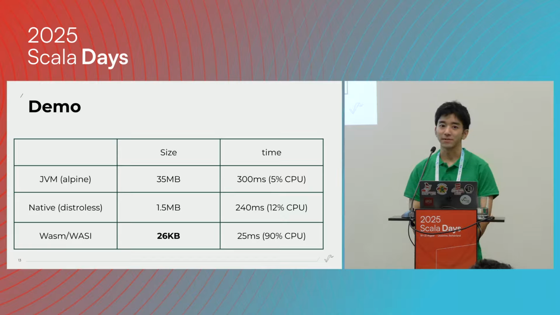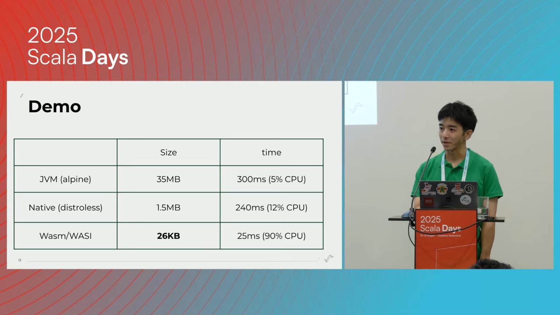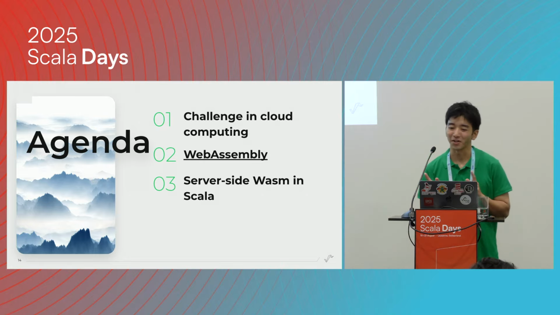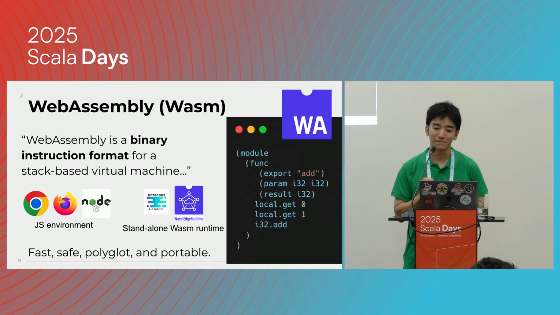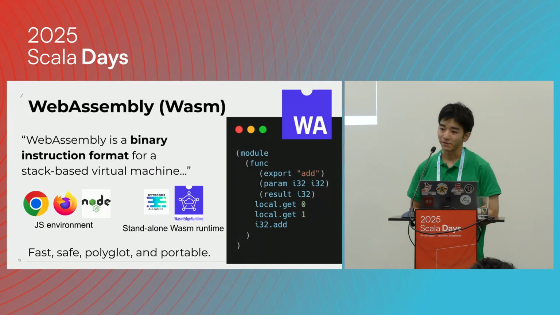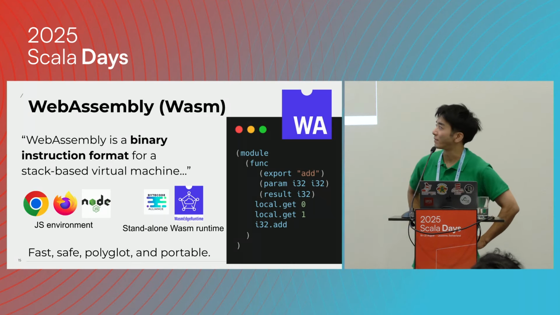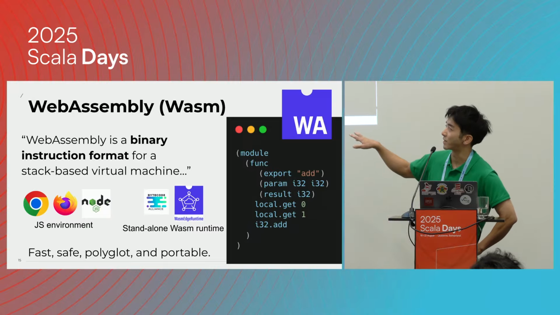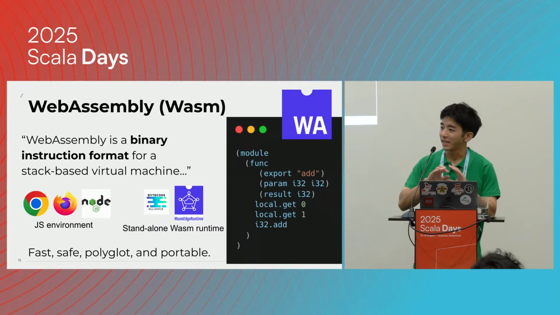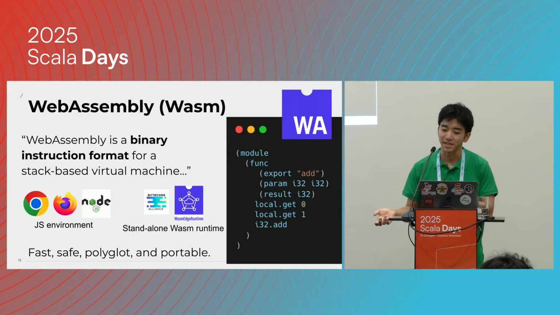All right, if there are no questions, I'm going to keep talking. So, finally, it's time to talk about what WebAssembly is. WebAssembly is just a binary instruction format that you can run in JS runtimes such as Chrome, Firefox, and Node.js, or you can run in a standalone WASM runtime like Wasmtime and WasmEdge. And it has quite a lot of characteristics, but the most important things for server-side WASM are that it is fast, safe, polyglot, and portable.